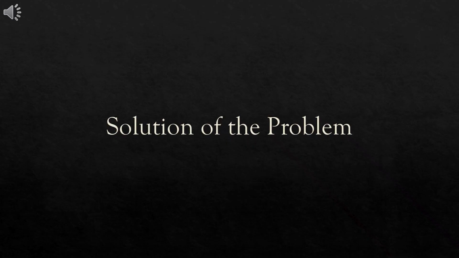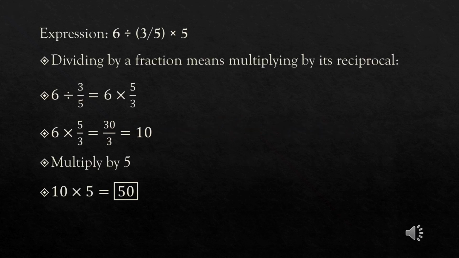Let's excitedly walk through the step-by-step solution of this problem. Now listen carefully. Our expression is 6 divided by 3/5 multiplied by 5. According to DEMAS, we solve division and multiplication from left to right. So we start with the division.